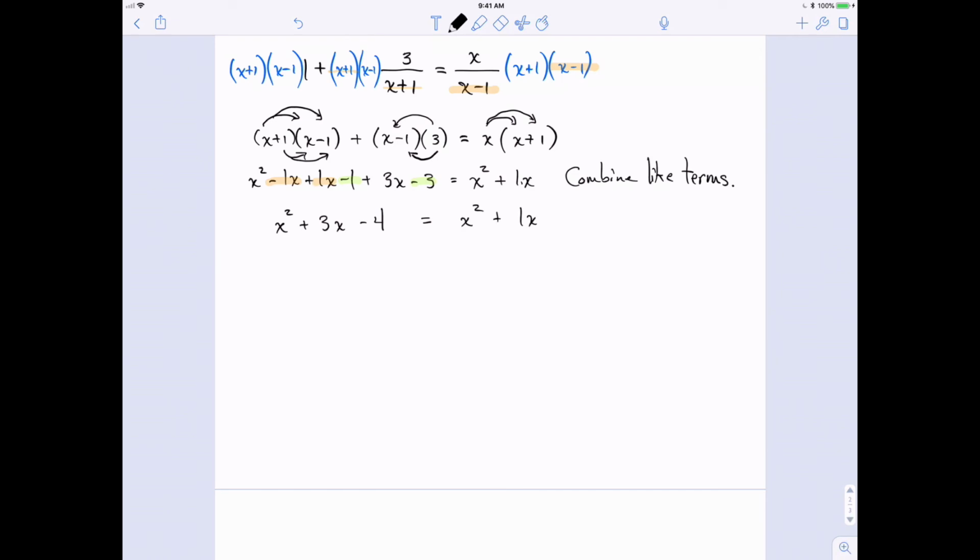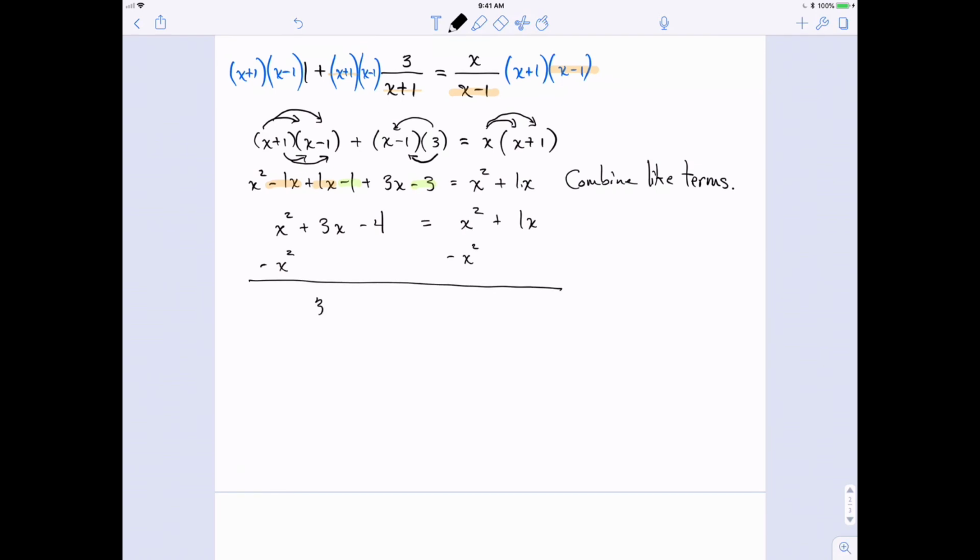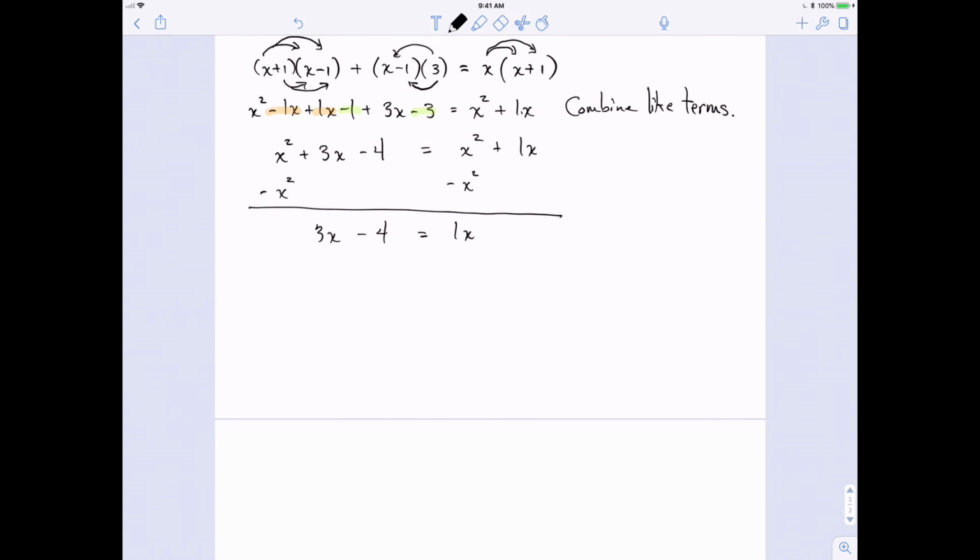Okay, to solve this, notice that we have x squared terms. When we saw this earlier, what we did then is brought all of our x squareds to one side. So let's do that again. I would take minus an x squared on the right, and let's move it over to the left. So I do the exact same thing on the left-hand side. Oh, look, those cancel. So now I have 3x minus 4 equals 1x.